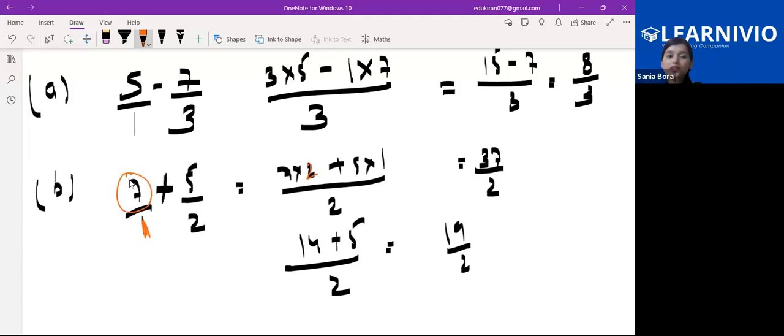Multiply by whatever is written here, 7. And in 2 table, 2 comes at what time, ma'am? 1. So 1 multiplied by 5. So you got 14 and then 5.